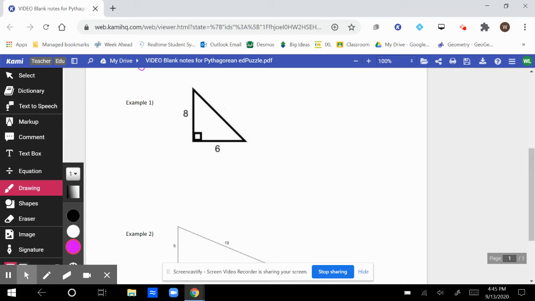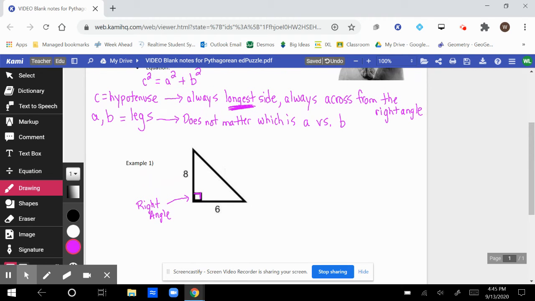Okay, so first off, I want to point out this box here. We see this box in the corner of this triangle. That represents your right angle. So when you see that box, that's your 90-degree or your right angle. And that's important because we mentioned above the hypotenuse is always across from the right angle.